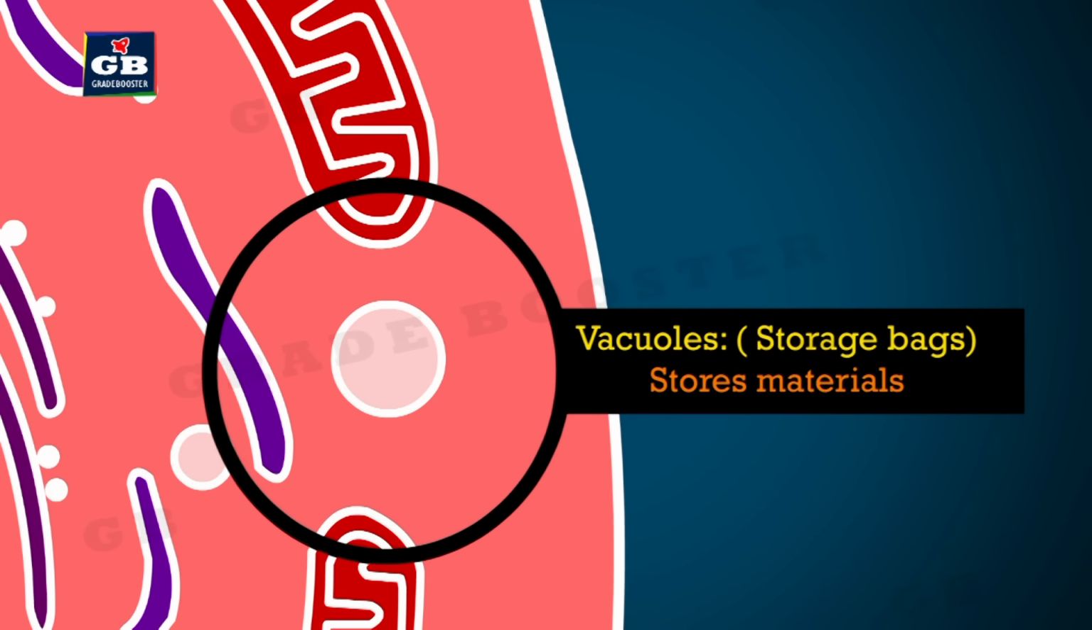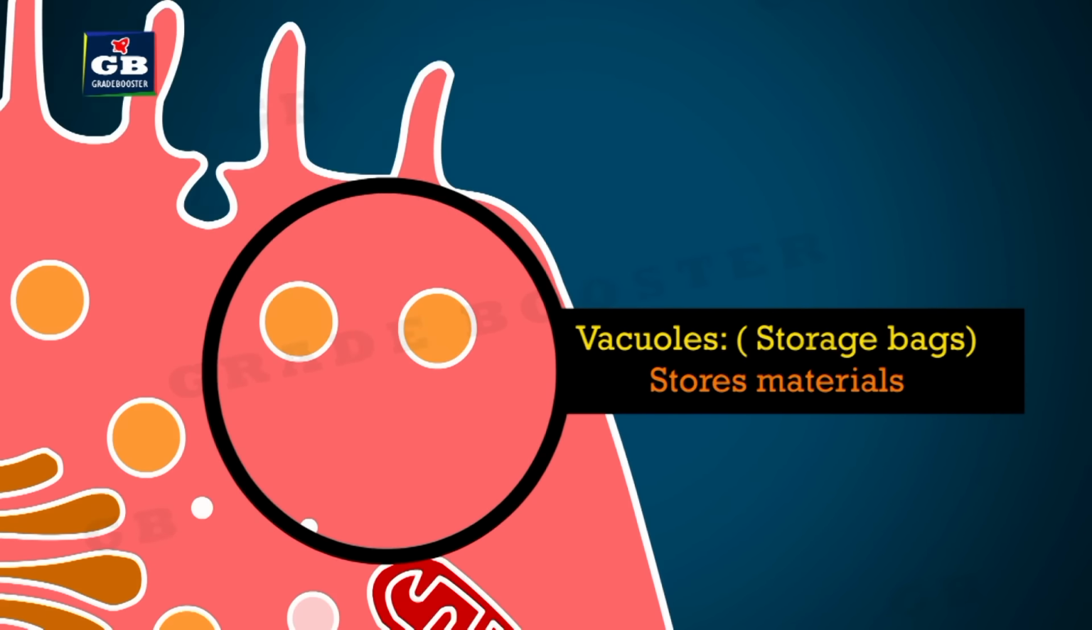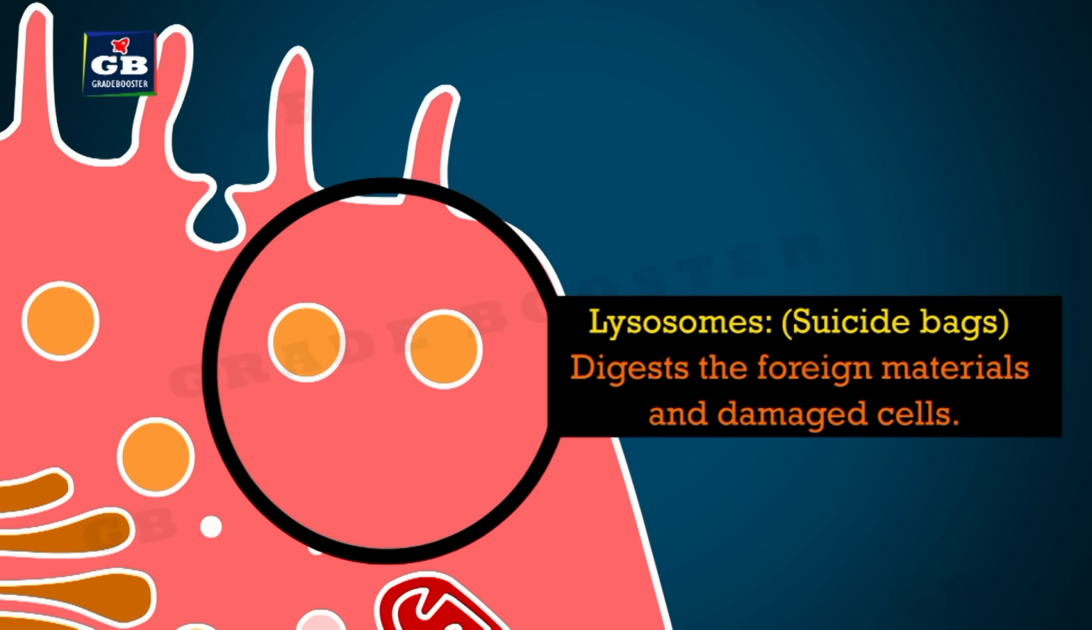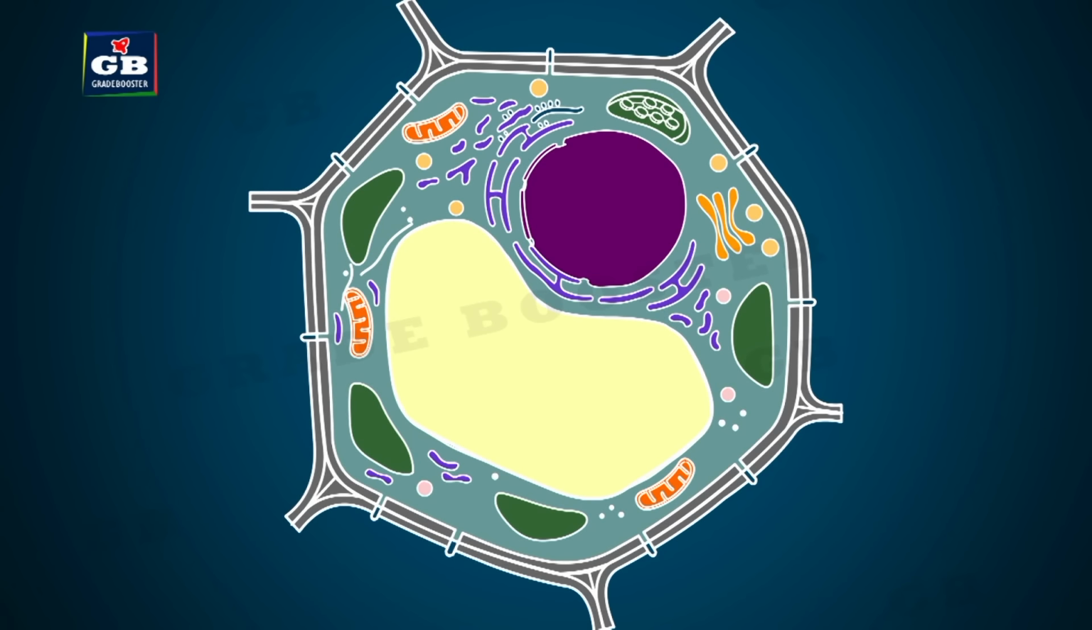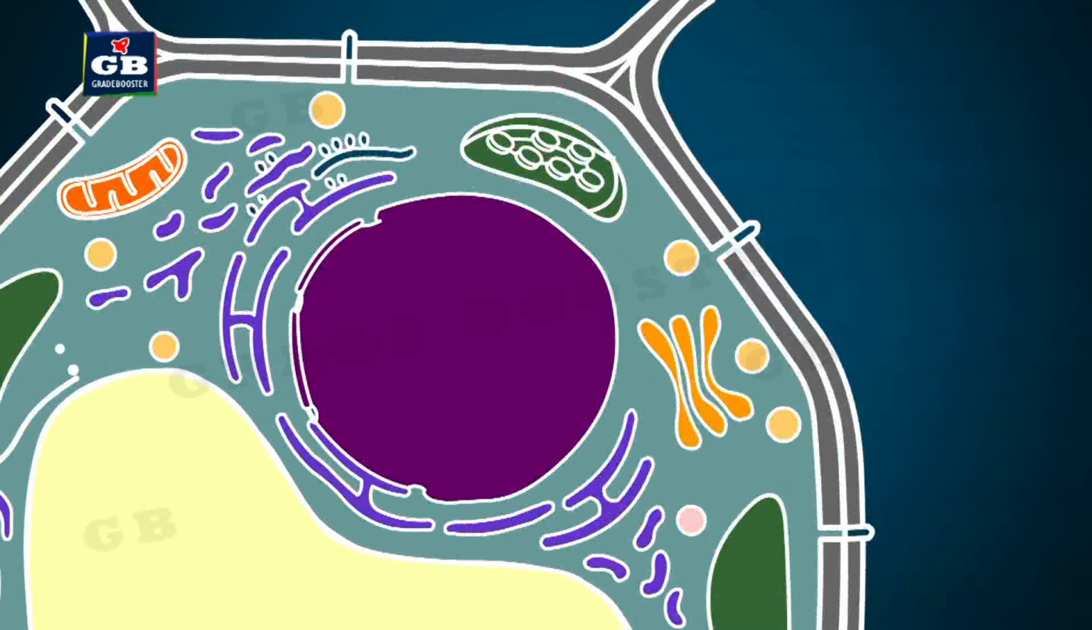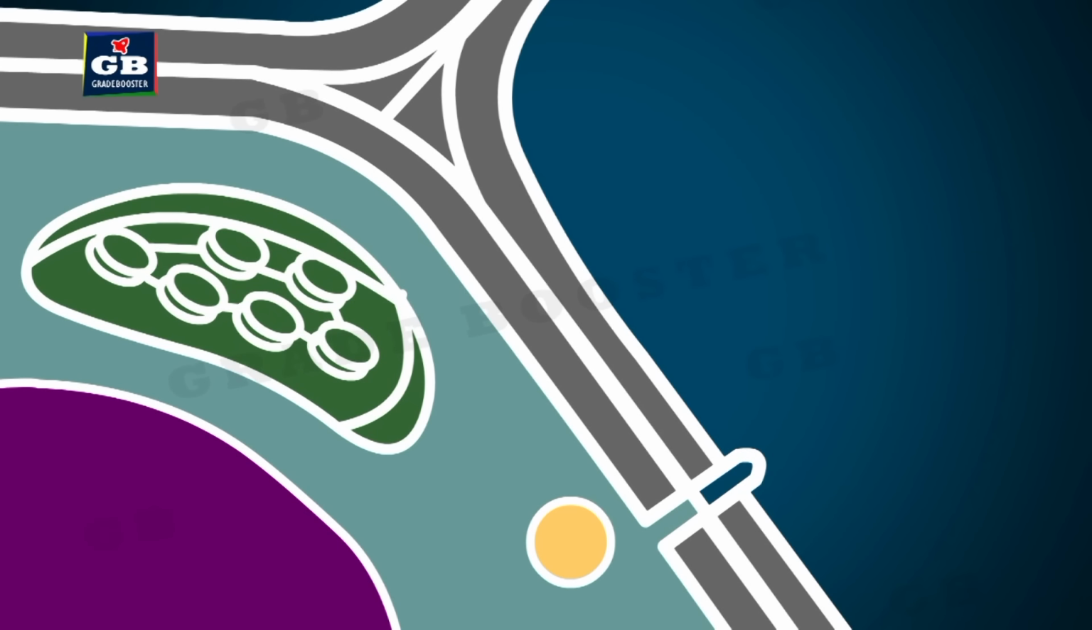Vacuoles. They are called storage bags. They store different materials. Lysosomes. They are called suicide bags because they contain digestive enzymes and they digest foreign materials like bacteria and damaged cells. There are some special cell organelles that are only found in plant cells. They are plastids. They are called pigment stores because plastids contain different pigments. Plastids also help in photosynthesis.